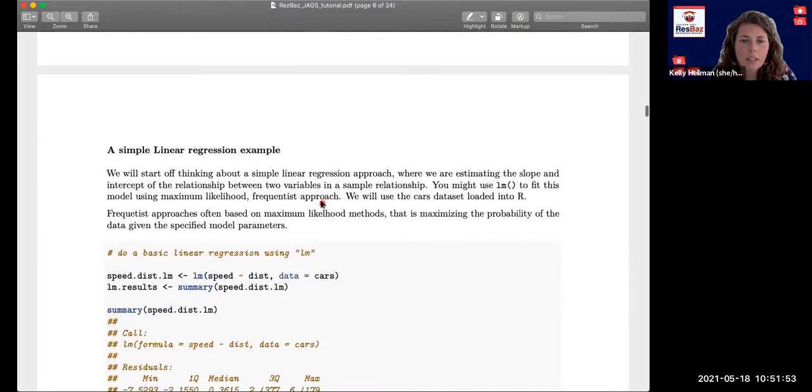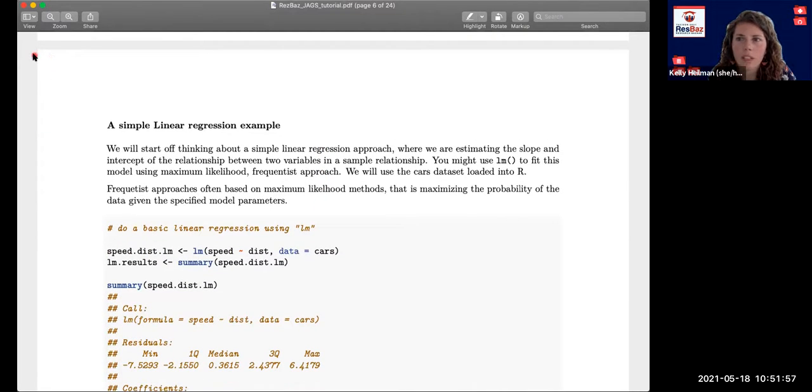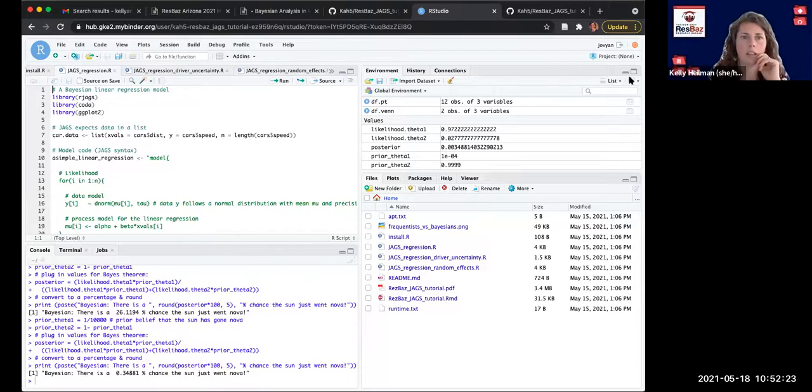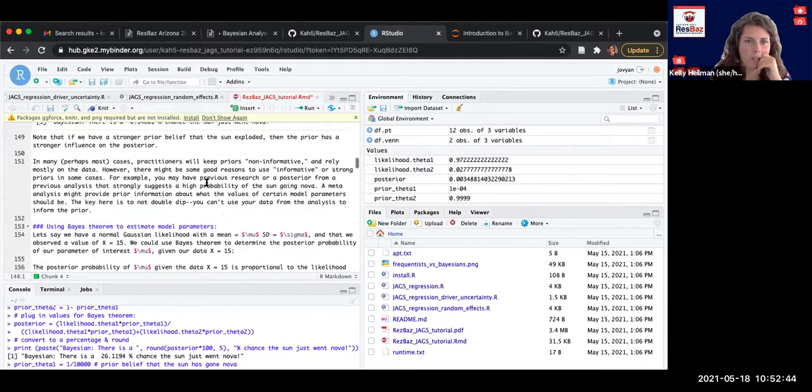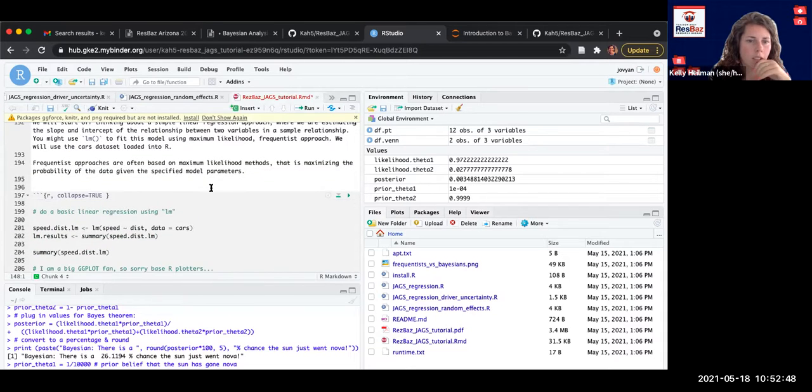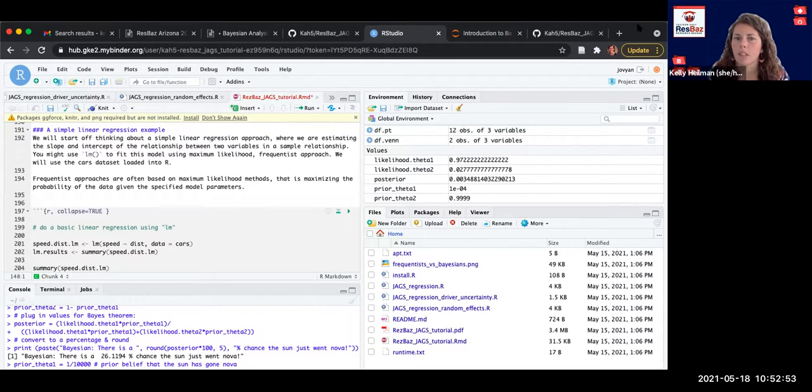Okay, so that was a long introduction, but let's get our hands on some R code and start with a simple linear regression example. This is where hopefully everybody is able to access the binder. I'm going to switch over to that. We're going to start with a simple linear regression. I'm going to go to this JAGS tutorial R Markdown. You don't necessarily need to run this, but you're welcome to. It won't knit, but yeah.